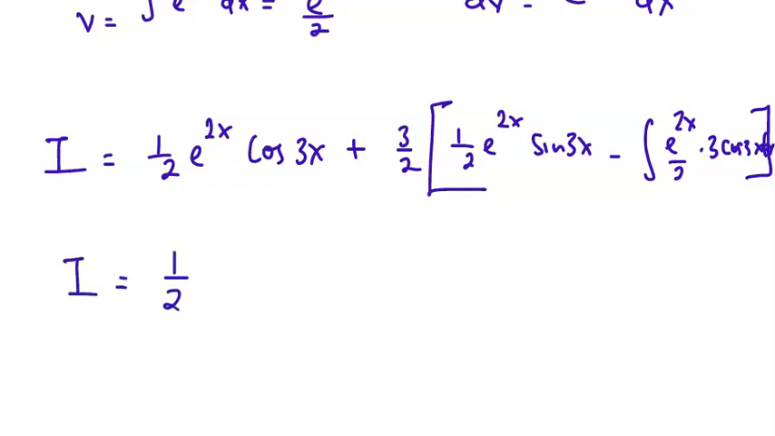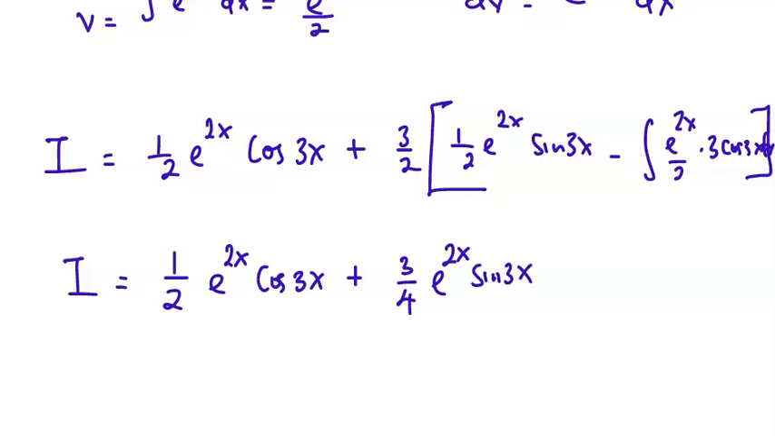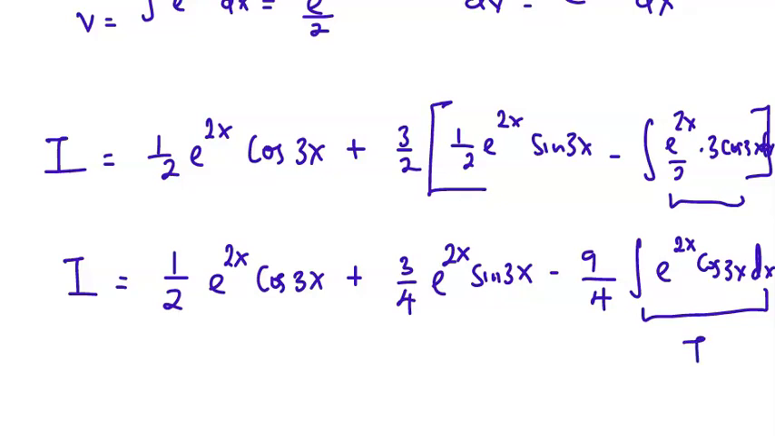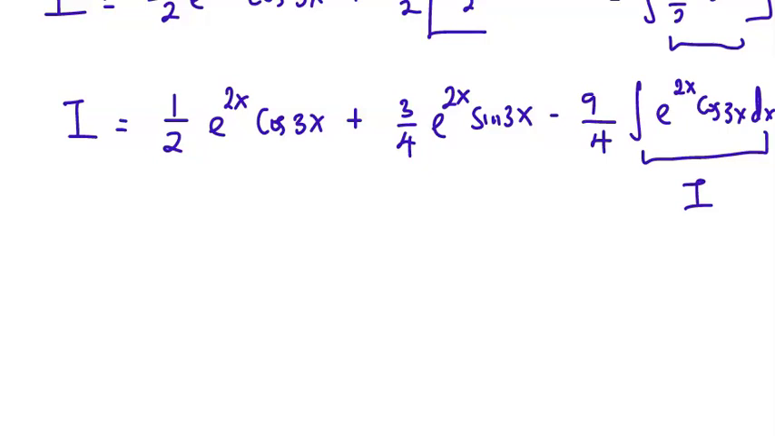Something nice is cooking, right? So this is 1 over 2 e to the power of 2x times cosine of 3x, and here plus, this will give us 3 over 4 e to the power of 2x times the sine of 3x. Then this will be minus, that should be 9 over 4, because we have 3 over 2 right over here, and we have the integral of e raised to the power of 2x times the cosine of 3x dx. Did you find out something? This here is our I. If you check it out, you will see that that was the first integral we started with.